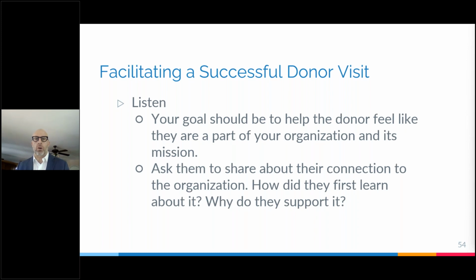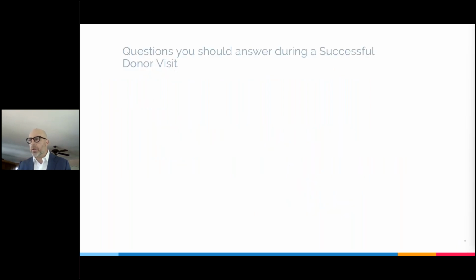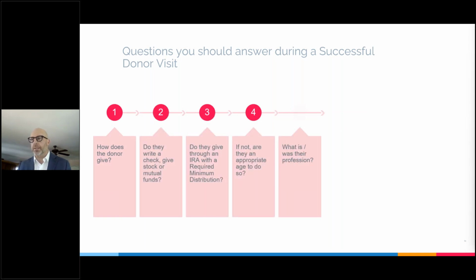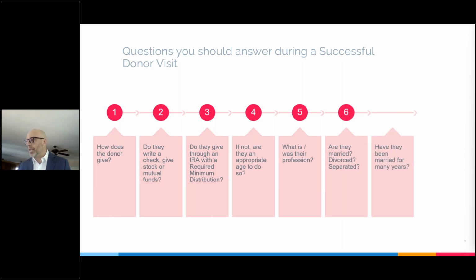As you're listening, your goal should be to help the donor feel like they are a part of your organization. Ask them to talk about their connection to the organization. What memories do they have of the organization? Why do they support it? You're then going to spend some time learning. And here, this is hearkening back to some of my early days studying major gift fundraising. And these are some of the most important questions that you can ask yourself.